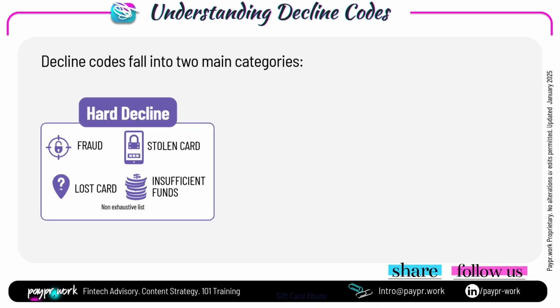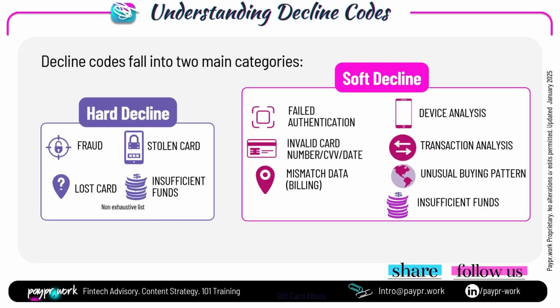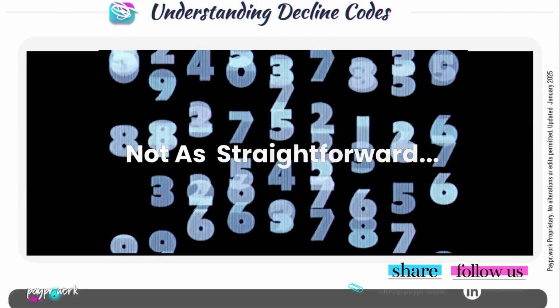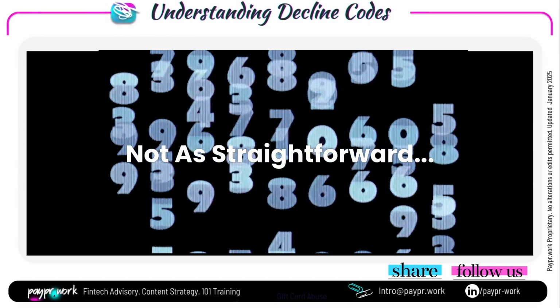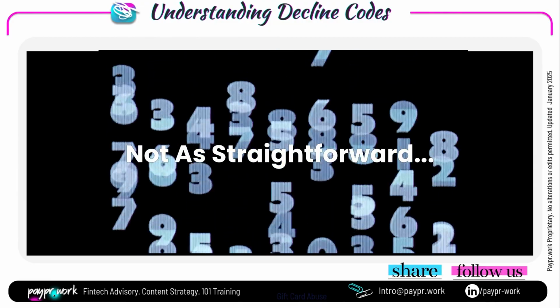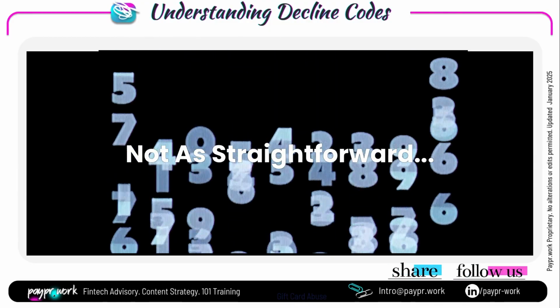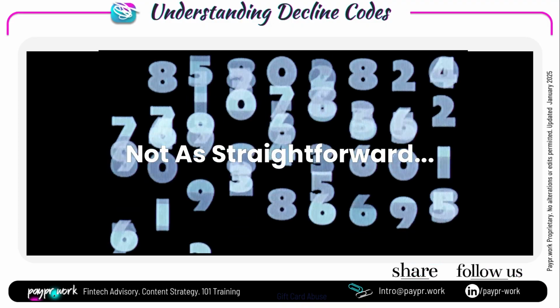Hard declines. These mean the transaction can't be retried. Soft declines. These suggest the transaction could work if tried again. It may sound simple, but the process is not as straightforward as it seems. That's because multiple parties are involved, each adding their own layer of logic, systems, and rules.